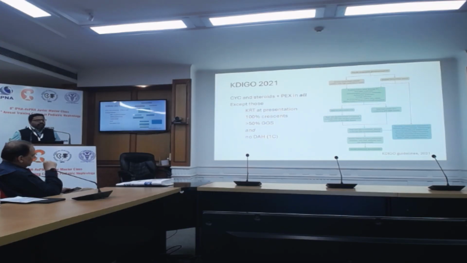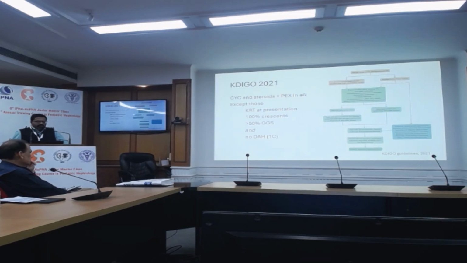Moving on. This is the shortest chapter in the KDIGO guideline, chapter 11. The summary statement is just 6 points, all practice points, and only one is graded evidence, 1C. Cyclophosphamide and steroids with plasma exchange in all patients, except those who have kidney replacement therapy at presentation, 100% crescents or 50% global glomerular sclerosis, and without any alveolar hemorrhage. This is usually very rare because the disease presents in a very severe manner. So we usually give cyclophosphamide, steroids, and plasma exchange in all of our patients.